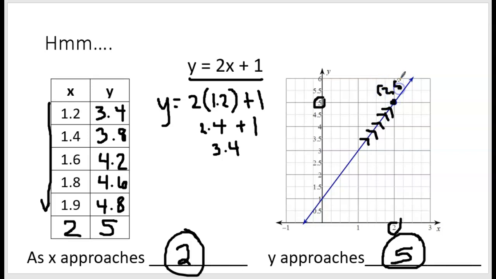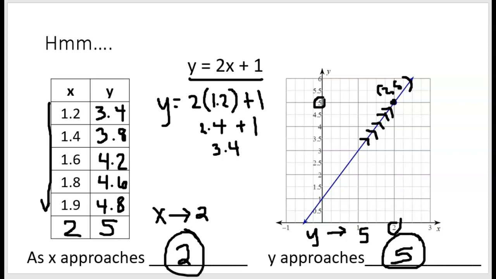Now you guys might be thinking, Bailey, what are you trying to get to here, bro? You're just talking about plugging in numbers. Well, the point is I want you guys to understand we're not talking about just plugging numbers in and getting answers. What I want you to understand is we're talking about approaching. So as x approaches 2, now here's the symbol we use for approaches. As x approaches 2, y approaches 5. So as x gets closer and closer to 2, y gets closer and closer to 5. Okay, so that's what I want you guys to understand.